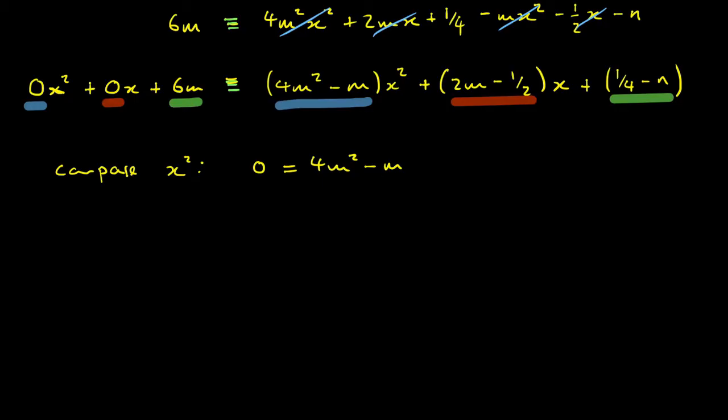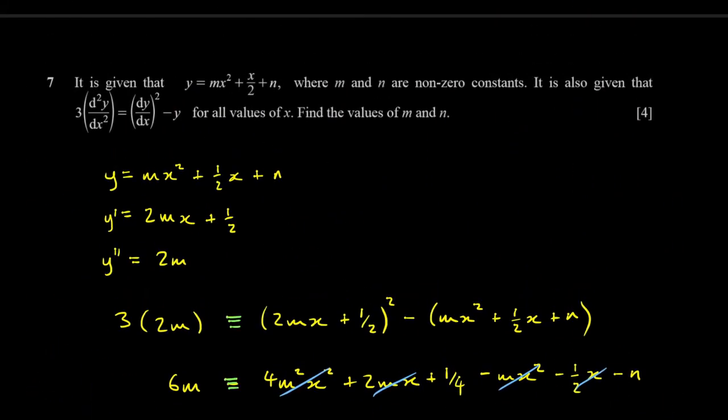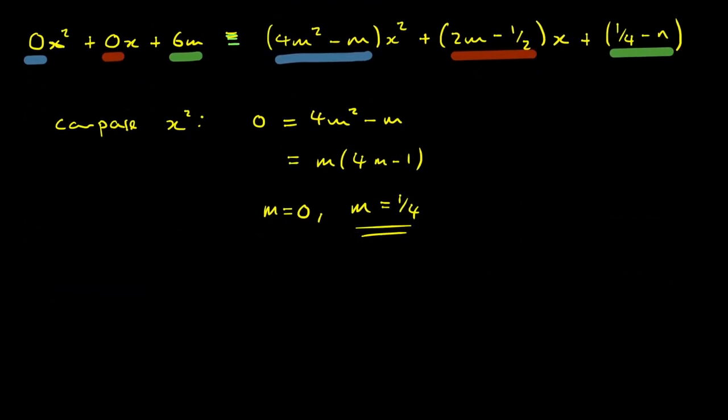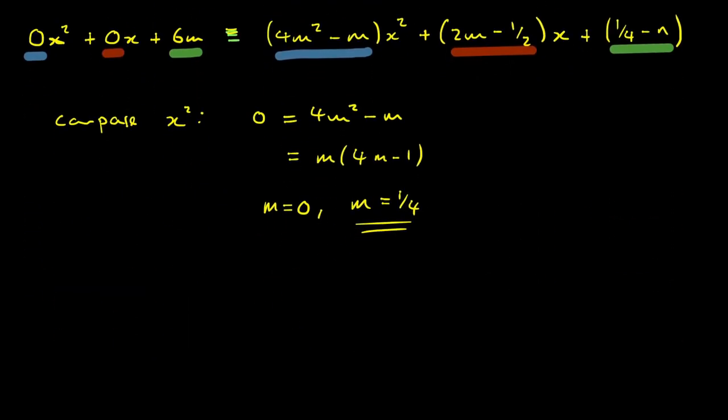And if that's the case, then I can factorize this. So that will give me m bracket 4m minus 1 is equal to 0, which means either m is equal to 0 or m is equal to a quarter. Now, were we told in the question m and n are non-zero constants, right? So m must be equal to a quarter. In other words, we've got to reject m is equal to 0.